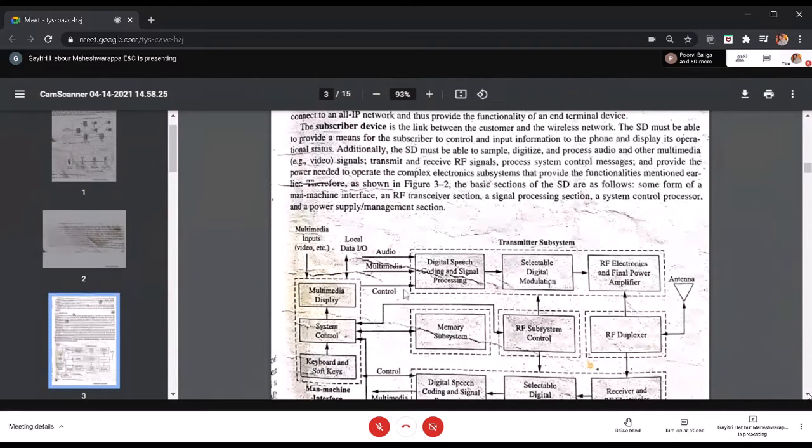So we have input signals, that is through microphone, okay, or through a keypad if it is a message, or if it is an image or video signals, that is we call it multimedia, audio, multimedia signals, along with some control information. We convert this signal into digital. Okay, it may be audio, multimedia, or any information, we convert it into digital. So that is called digital speech coding and signal processing.